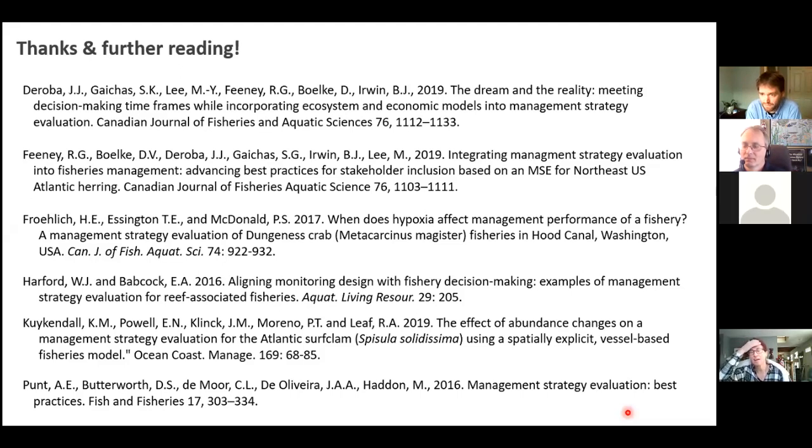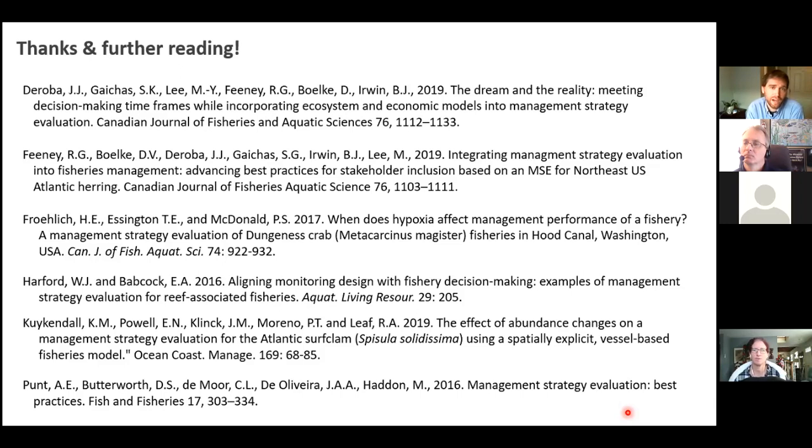I'm not really sure what my question is, but I'm interested in understanding how this might be applied to issues associated with offshore wind and offshore aquaculture. Are you familiar with how this is used in assessing some of those decision-making processes?